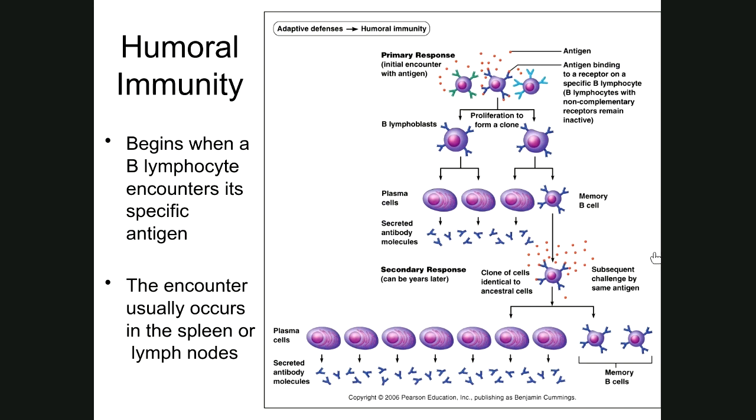B cells, or B lymphocytes, are the major cell type that's involved in the humoral immune response. And the encounter between these B lymphocytes, or B cells, and an antigen usually occurs in the spleen or very often in the lymph nodes. What we've got in this diagram over here is a representation of what happens when a B cell that's immunocompetent encounters its one specific antigen. So I want to walk you through this particular diagram and get you familiar with the response of the humoral immune system.